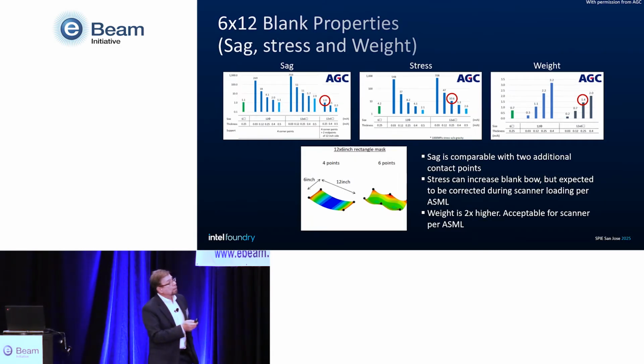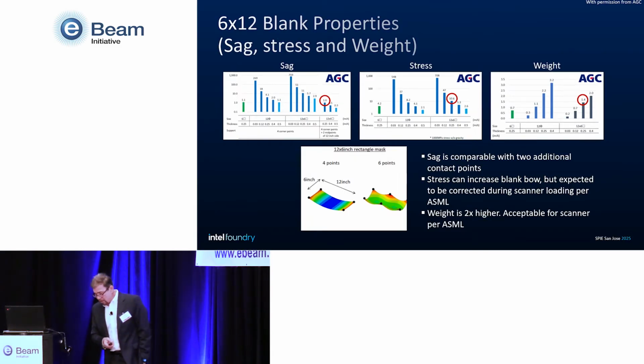All right, these are some images from AGC. AGC did a lot of work, and we were looking at a few things. We were looking at sag, stress, and weight. And just for reference, this is the 6 by 6 by 0.25. Our goal is to match the green as much as possible.